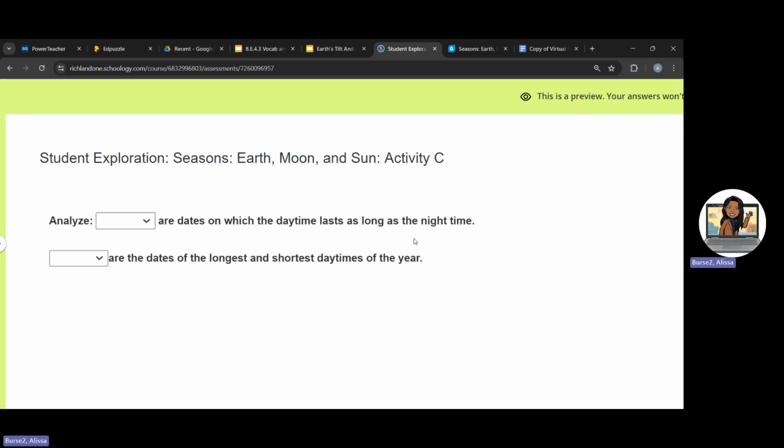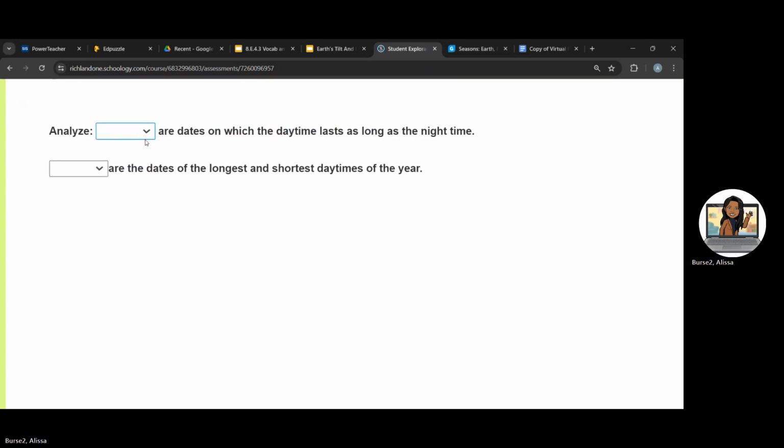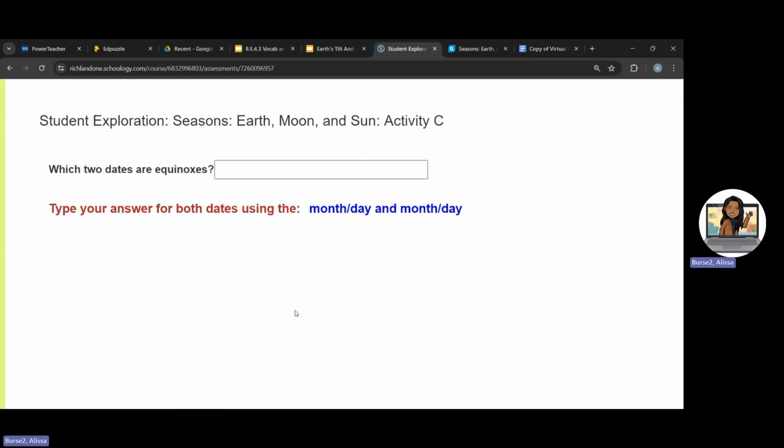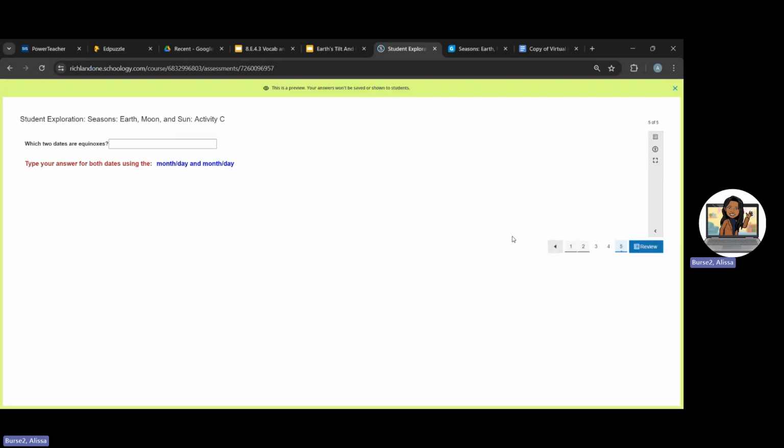For this next one, I made it even easier. I need you to select, is this the solstices or the equinoxes? Go back to your notes if you need that. And then finally, I'm asking you for 2 dates for the equinoxes. So you can either go to your notes for these 2 dates, but when you put them in, I need it in this way, the month / whatever the day is, and, yes, right, the word and, month / day. So there's 2 dates I'm looking for with the and in the middle, and then submit it.